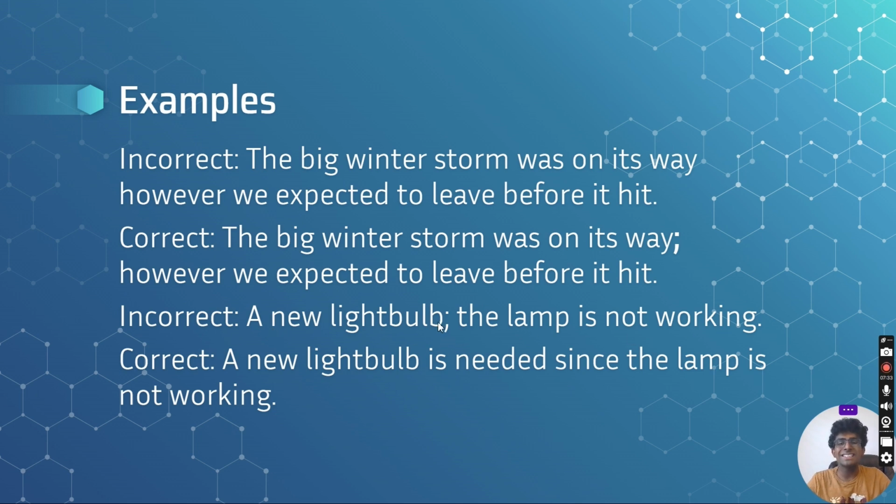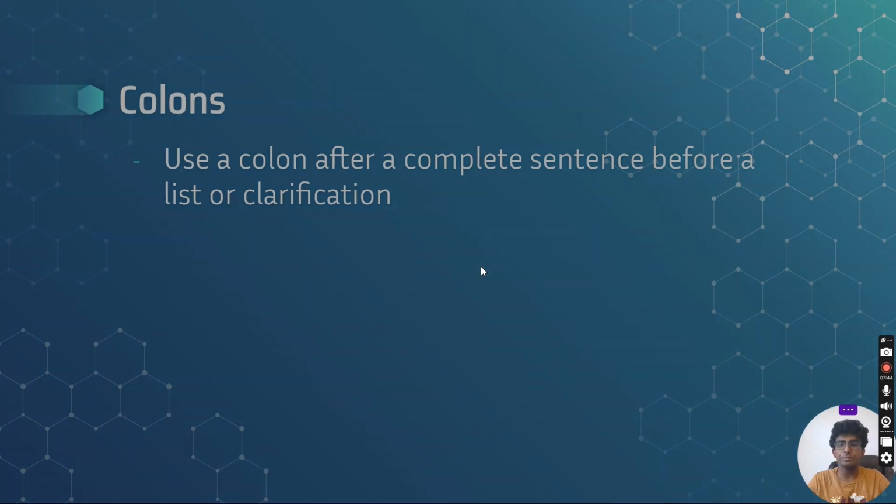Another example, a new light bulb, the lamp is not working. Okay, a new light bulb, that's dependent. Lamp is not working is independent, but you would not use a semicolon here. So you'd say, for example, a new light bulb is needed since the lamp is not working.